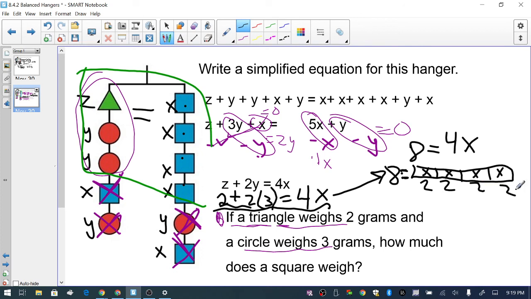Okay, you got it. Good job, guys. So now you know a square must be equal to 2 grams.